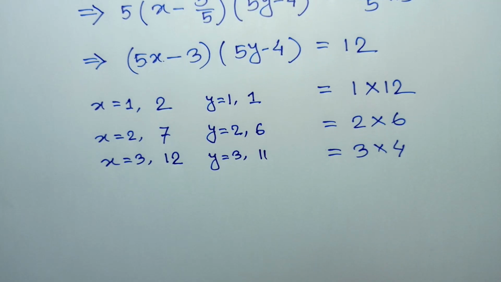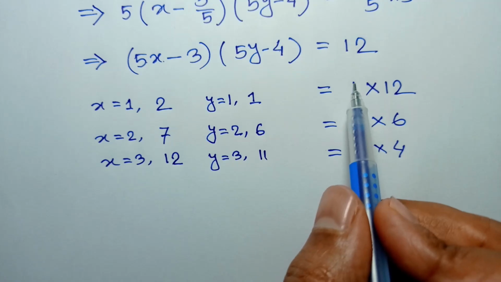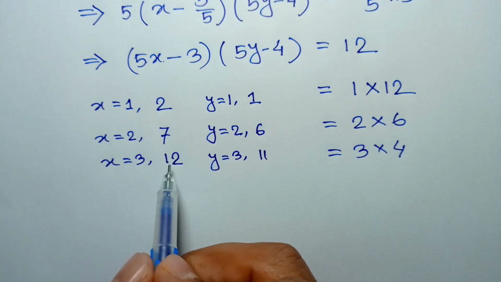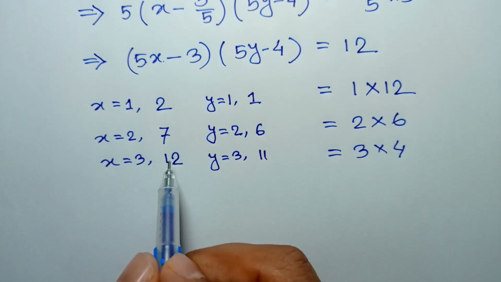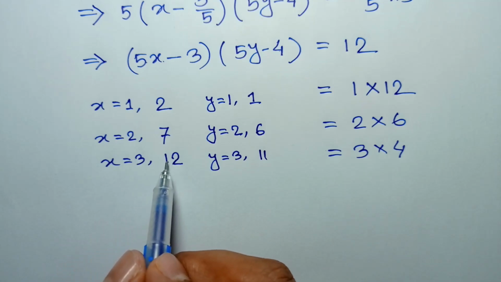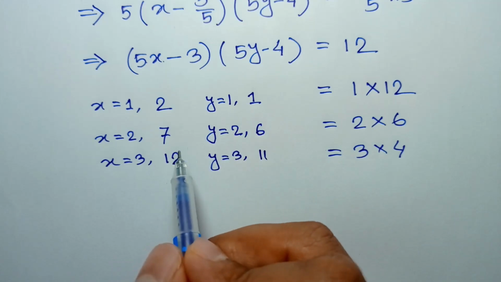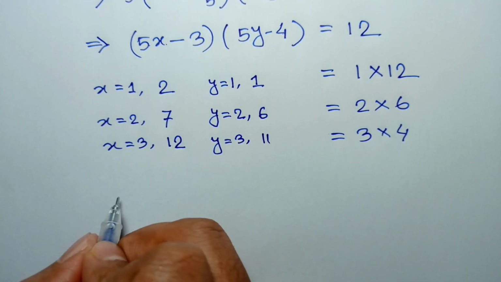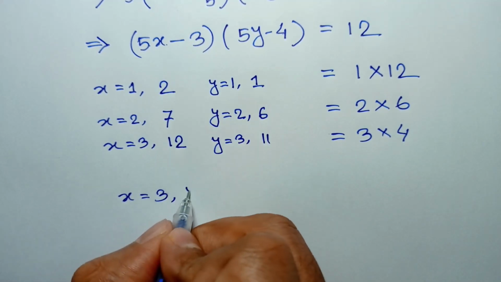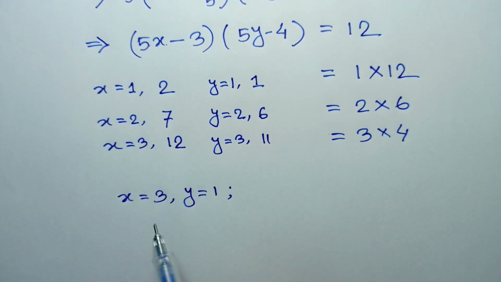Now if we search to make this pair, when there is 1 times 12, so there is 12 and there is 1, so for x is equal to 3 it will be 12, and for y is equal to 1 it will be 1, and 12 times 1 is 12. So x is equal to 3 and y is equal to 1 is a solution of this equation.